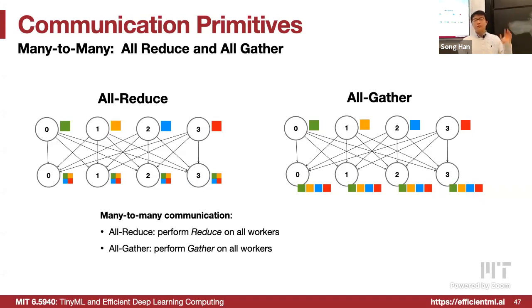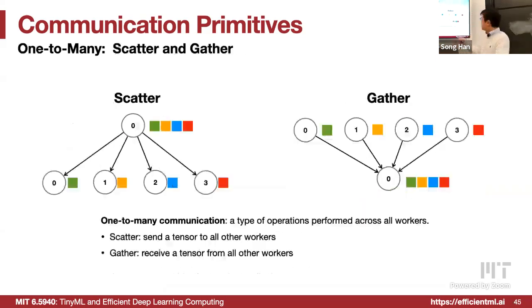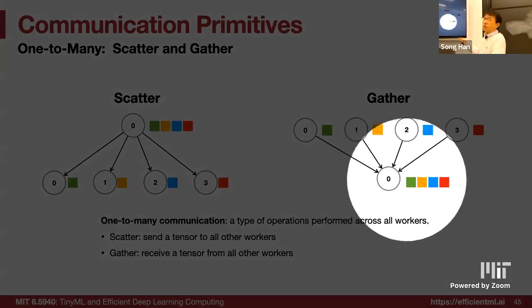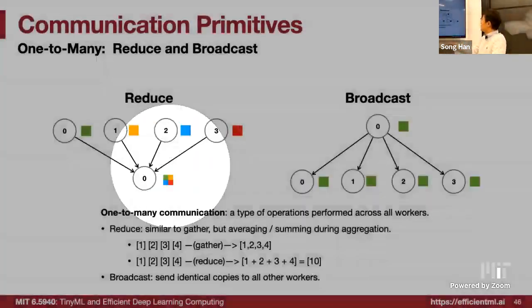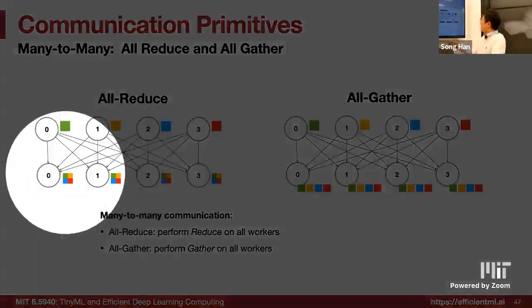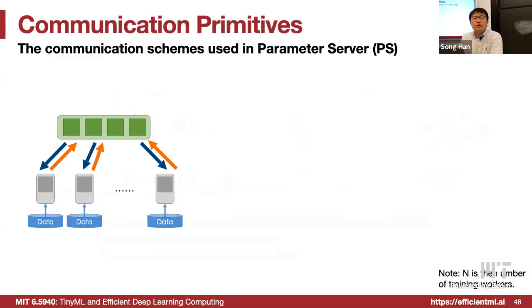So that's the relationship between reduce, gather, all reduce, and all gather. So this is reduce, this is gather, just operating on one receiver, but many to many is operating on many receivers. Okay, so they share some similar properties. So let's see, how do we use those communication primitives in the parameter server setting?